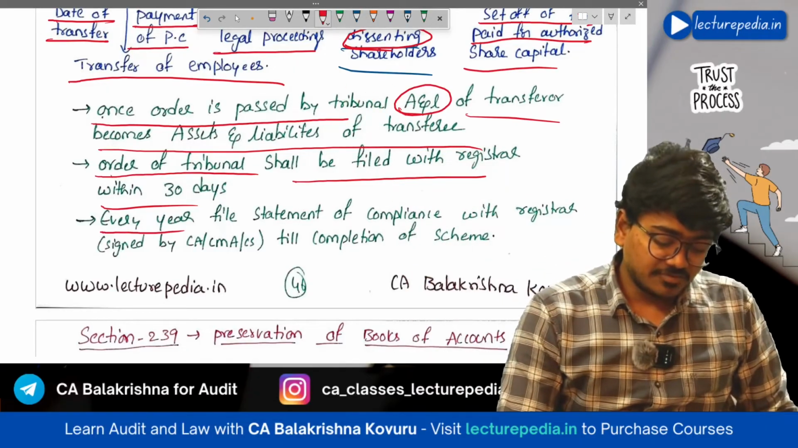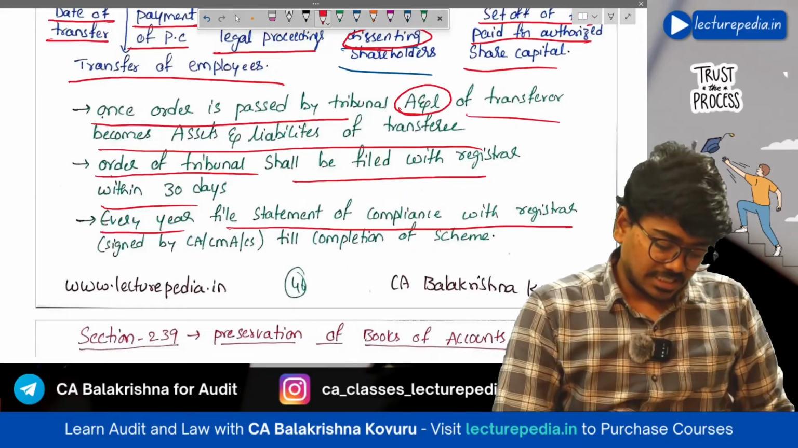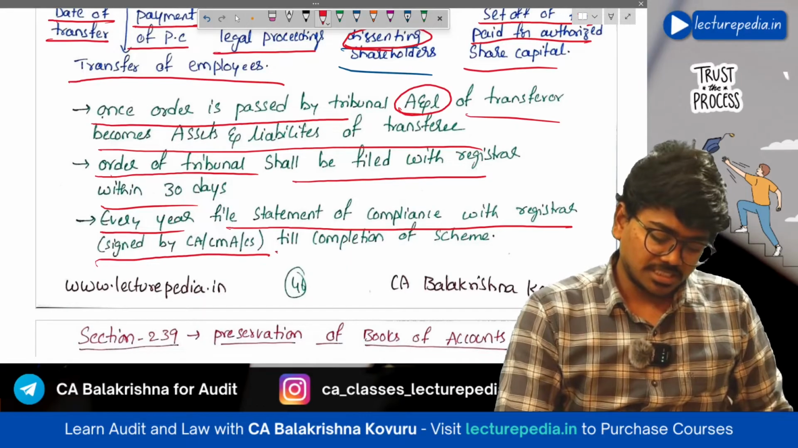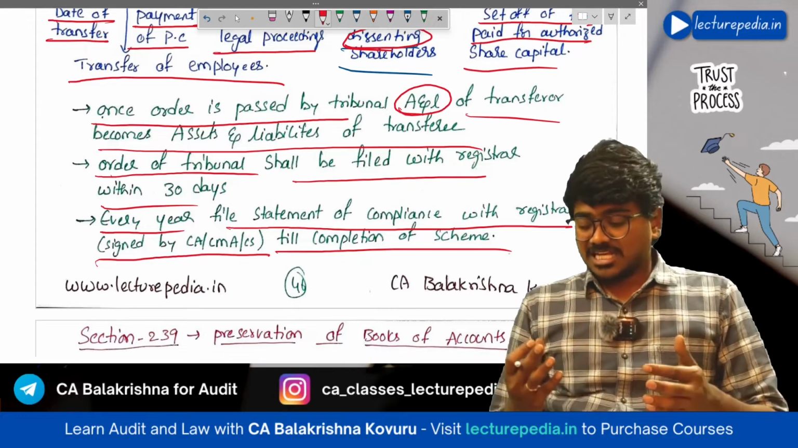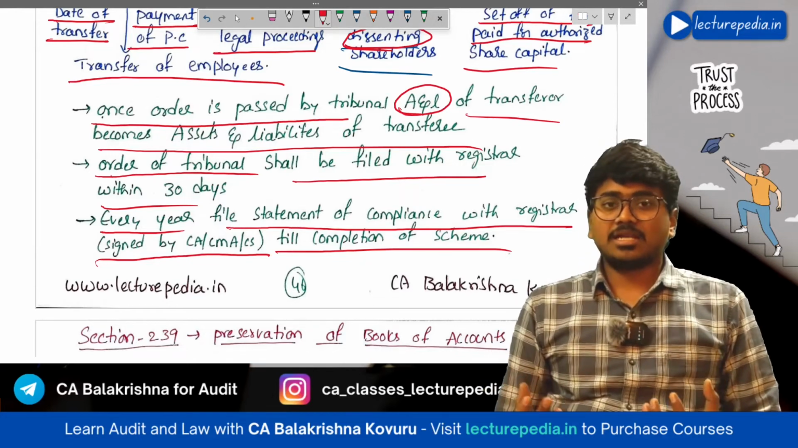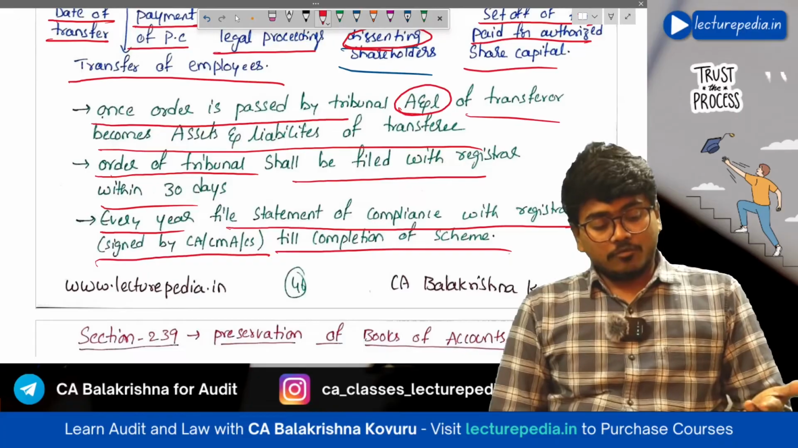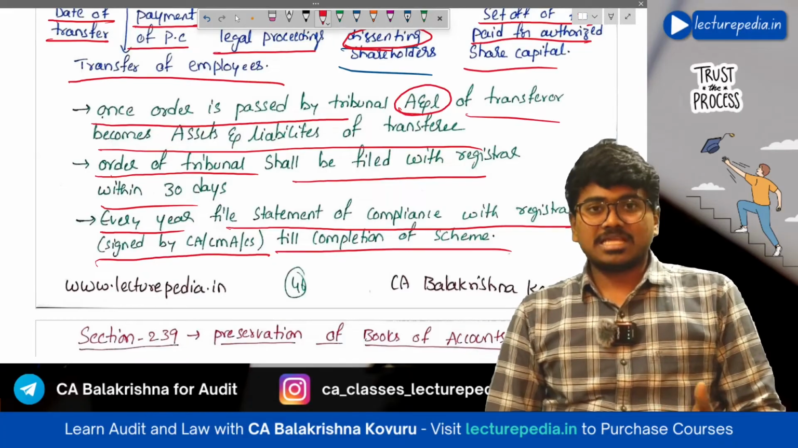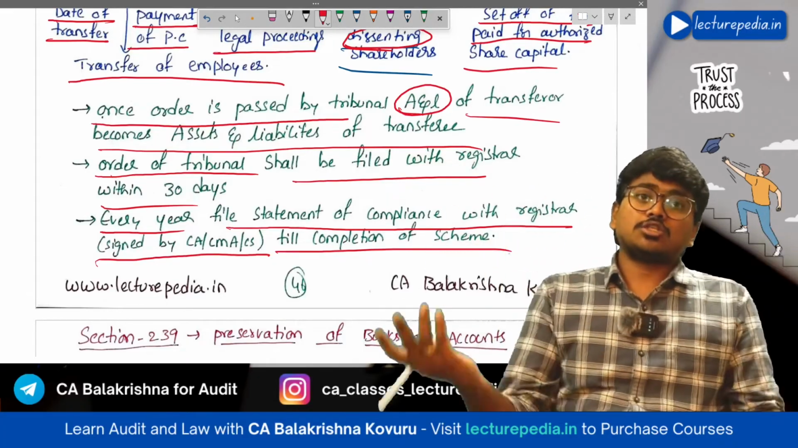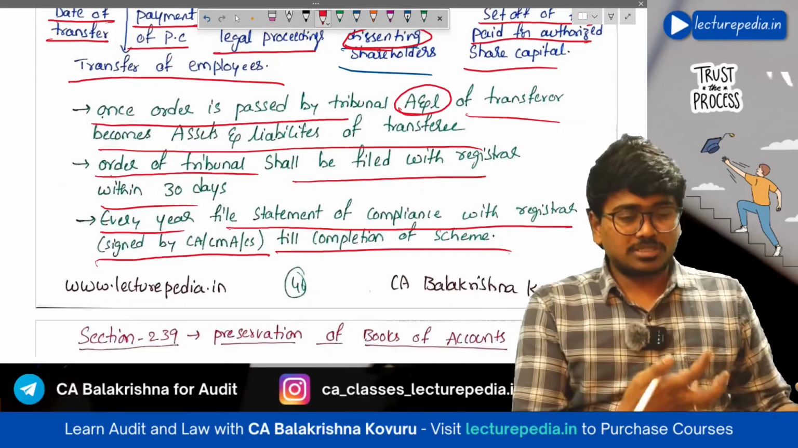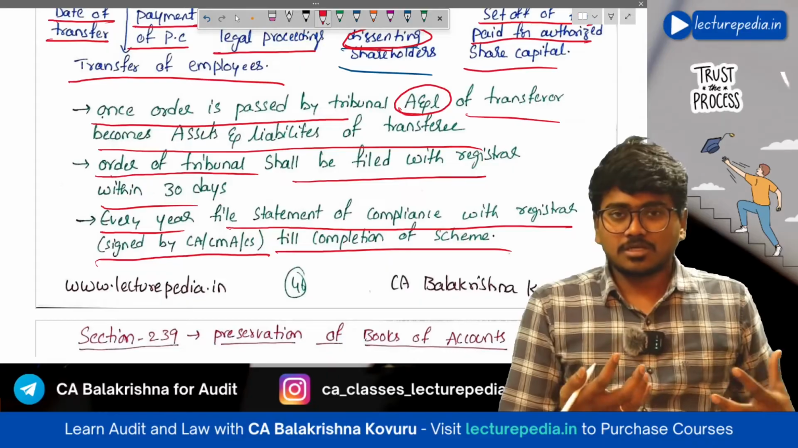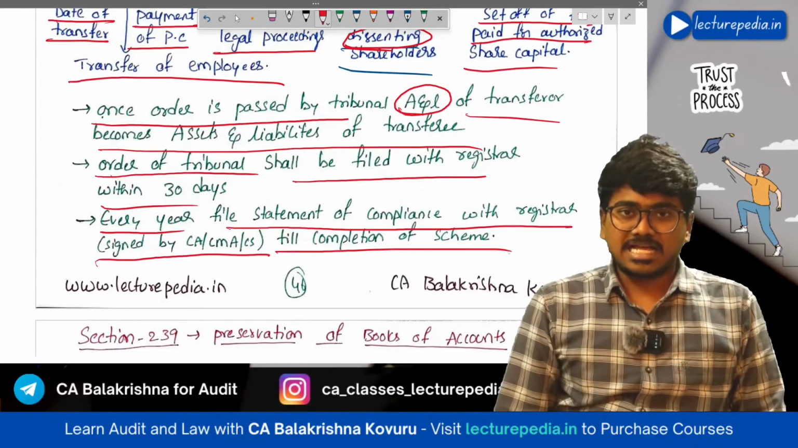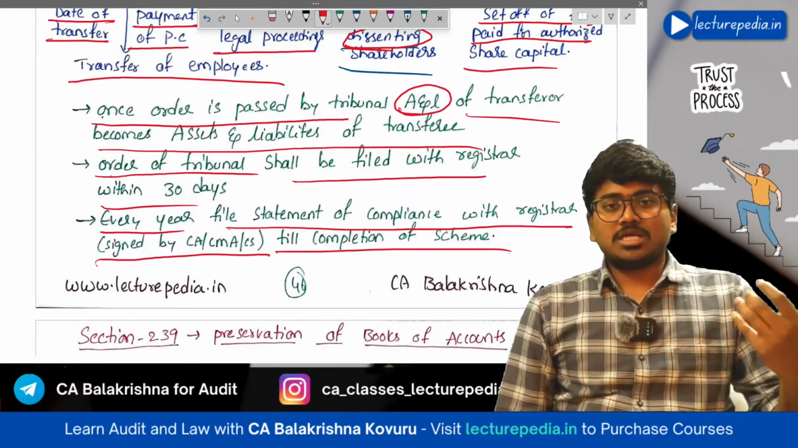Next, every year file a statement of compliance with the registrar, signed by a CA or CMA or CS, till completion of the scheme. Now, in some situations, the process of this amalgamation or merger will take more than 1 year. In the case of large corporate companies, in order to transfer all the books of accounts and all the procedural aspects, it might take some 2 years or 3 years.